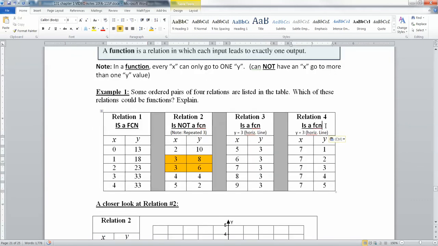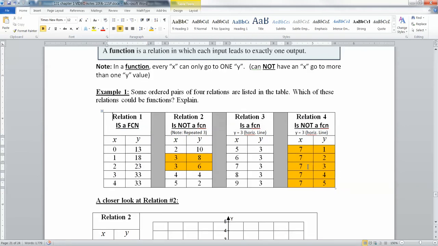All right, now let's look at 4. 4 has got big problems. I'm going to tell you right now, 4 is not a function. Now, how can I tell that? Well, do you see how 7 is repeating? See how 7 goes to 1, but 7 also goes to 2, and 7 goes to 3, and 7? That's not good. If it's a function, I'm supposed to be able to put the number in and get one number out. That's it. I can't put the number in and get 3 different things out or 5 different things out. So this is not a function.